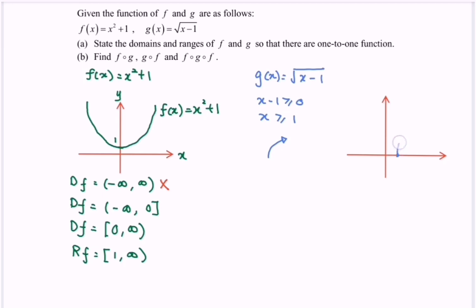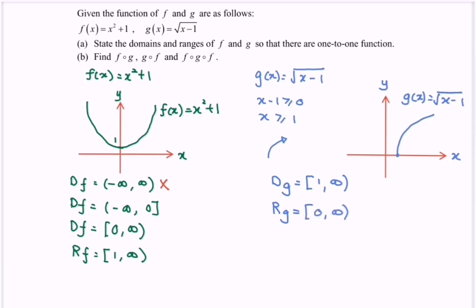Continue, the graph will be something like this. So we have the y-axis, x-axis, and this one will be g(x), the square root of x minus 1. By referring to the situation, the domain for the function g would start from 1 until infinity. Then by referring to the graph, we have the minimum value, which is 0. So we have 0 until infinity. So that is the domain and the range for the functions f and g so that they are one-to-one functions.